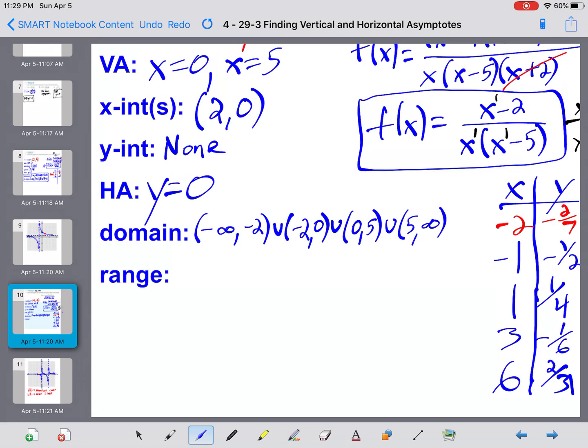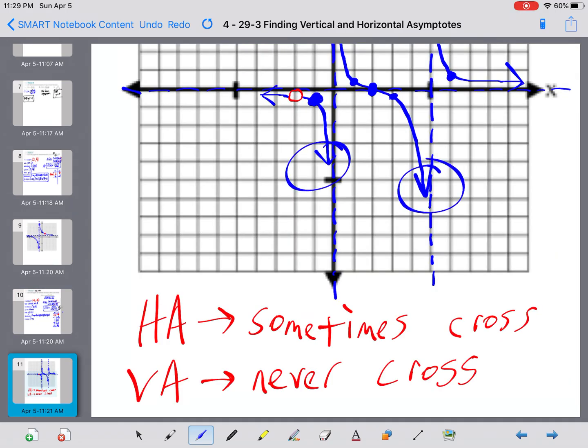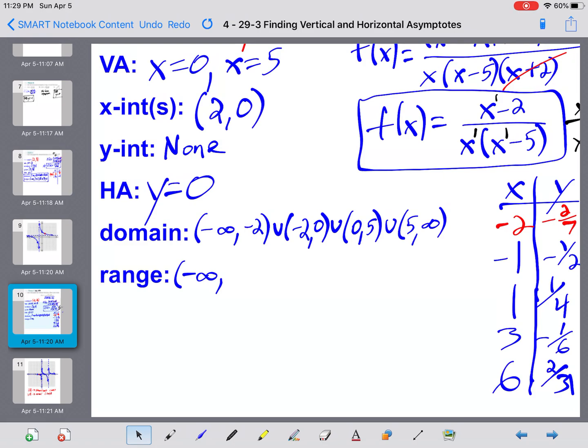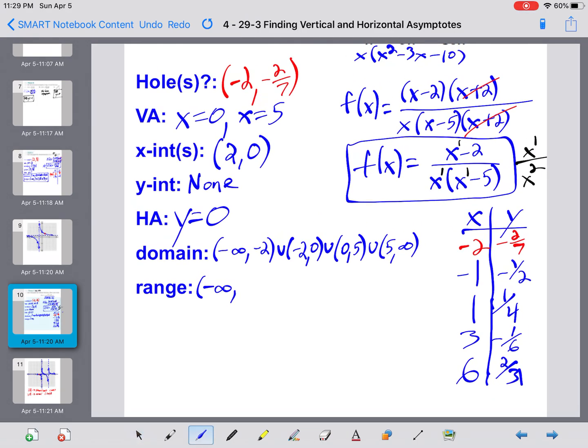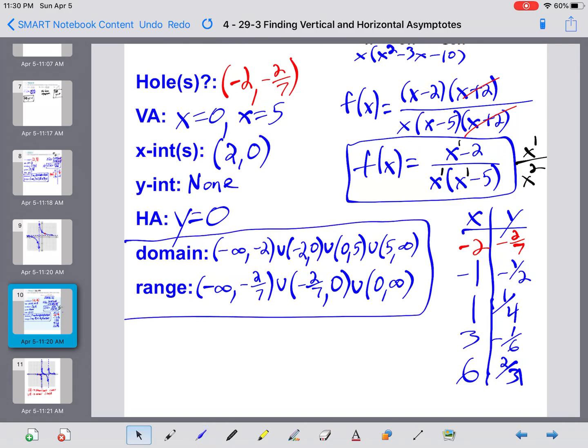A lot of domain restrictions. Now the range, this graph goes down forever, right? Because you have these two pieces here that go down. So negative infinity up to the y value of the hole, right? That y value was -2/7. So negative infinity up to -2/7. Union, -2/7 to the horizontal asymptote of 0, and then union 0 all the way up to infinity. And there is your domain and range.